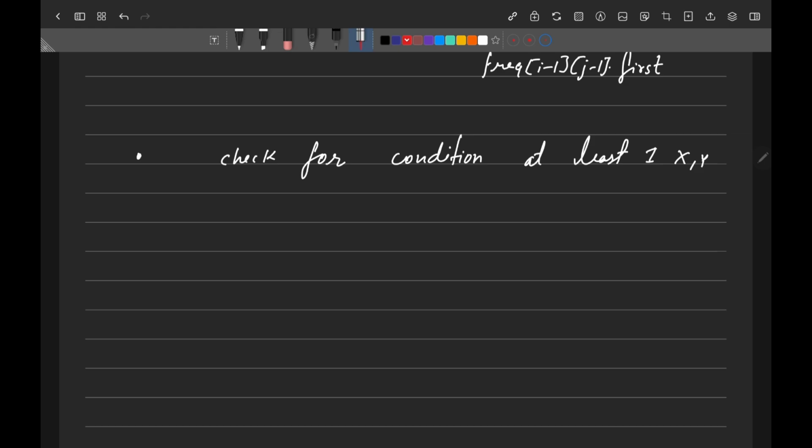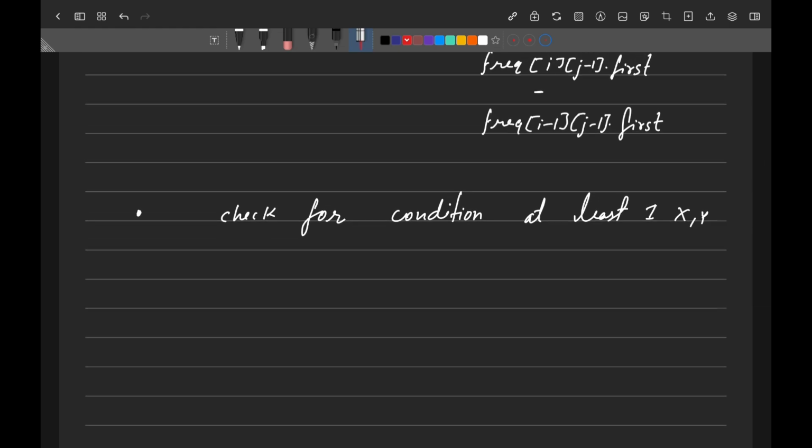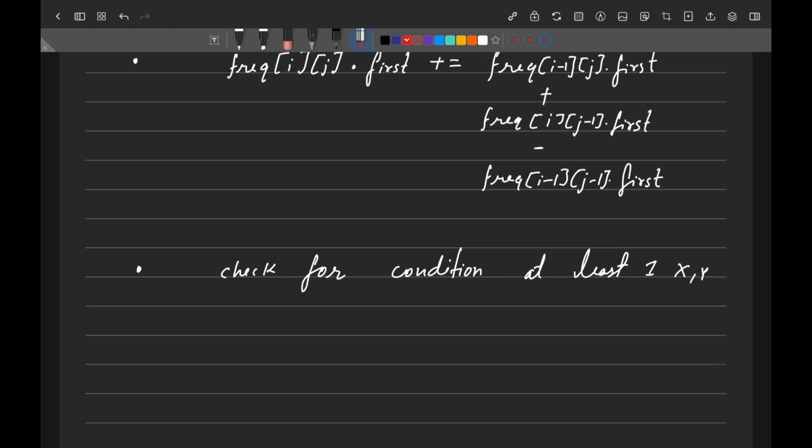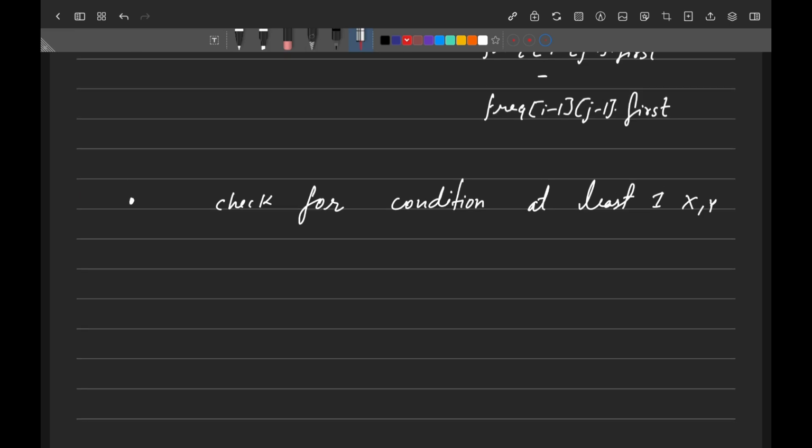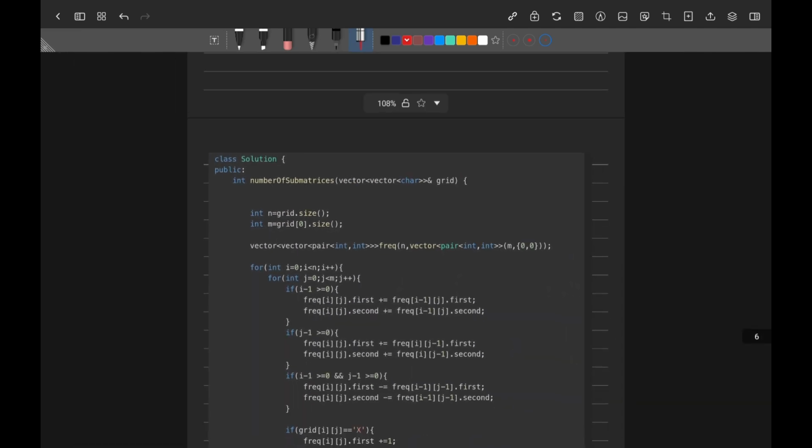So after updating the 2D prefix matrix, we iterate over the matrix and look for where the pair of ints is equal. Also, while iterating, check the condition that the cell has at least one x. Suppose that cell has 0 x and 0 y, this is invalid, so take care of that case. After iterating over the prefix 2D matrix, we get our answer. Here is the C++ code.